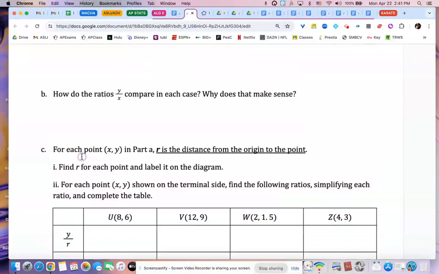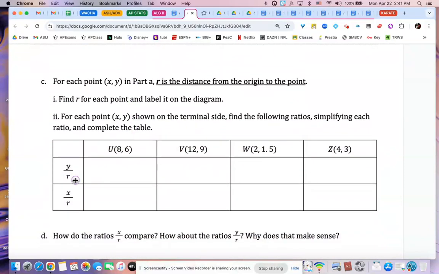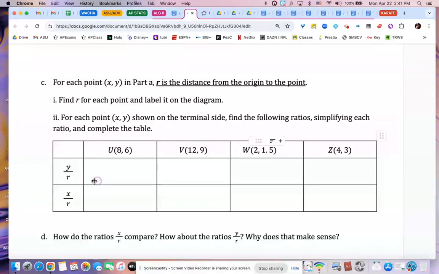They're saying, well, up here you can see we did y over x, right? So now they're trying to get us to do y over r and then x over r. So what's y over r? Well, that's just the sine ratio. This is the sine ratio.